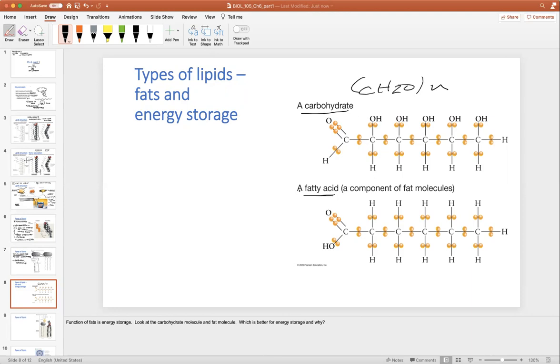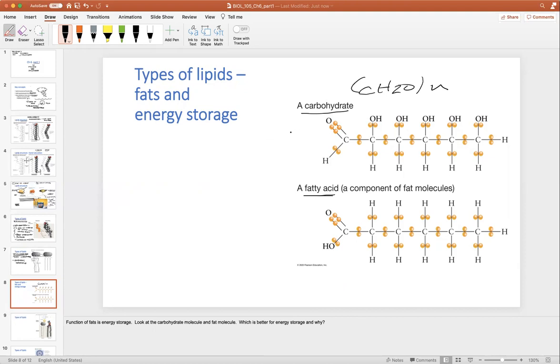Here we have a fatty acid, because a fatty acid, or a lipid, is a hydrocarbon. So we've got carbon, hydrogen, carbon, hydrogen, carbon, hydrogen, okay? Hopefully you're with me so far. So this is a lipid, this is a carbohydrate.